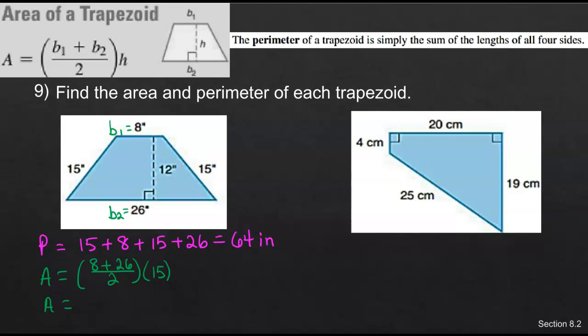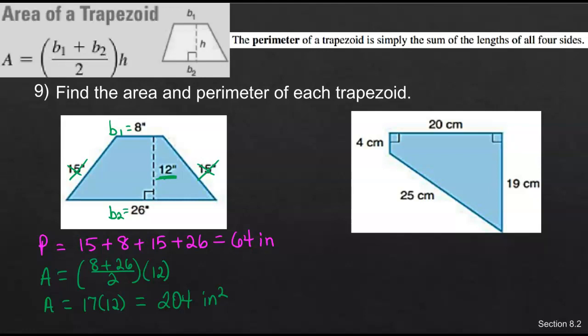So we get 8 plus 26 is 34. 34 divided by 2 is 17. So now we have 17 times, did I write 15? That's supposed to be a 12. Times 12. I just noticed that I did that. We don't actually need this measurement or this one when we're finding our area. We need the height, which is 12. You know how that's easy to do, just grab the wrong number and put it in there, and it doesn't work out too well. When we multiply, we get 204 square inches.